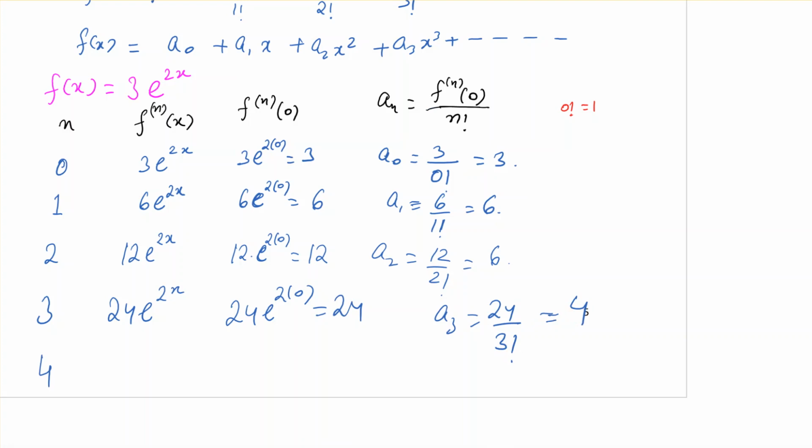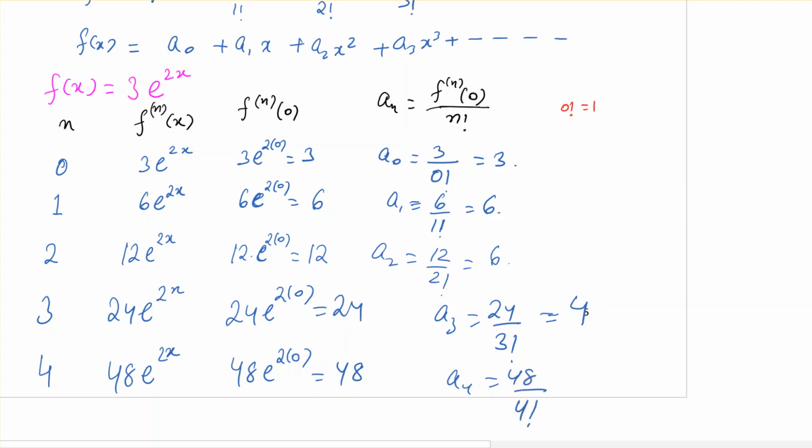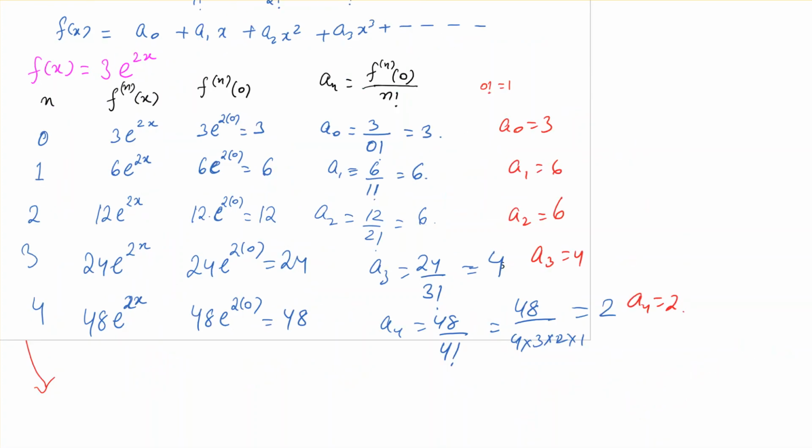The coefficient for our fifth term will be n equal to 4. So the fourth derivative is 48 e raised to power 2x, and then we evaluate the value at 0. So that is 48 over 4 factorial, so 48 over 4 times 3 times 2 times 1, which is 24. So that is just 2. So a4 is 2.